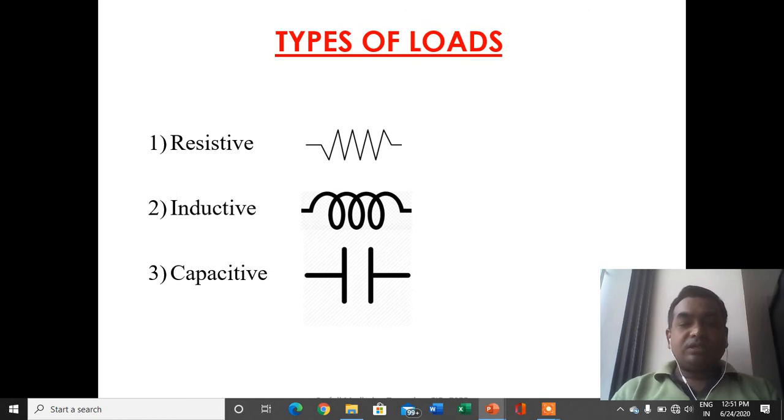Electrical loads are classified into three basic types: resistive load, inductive load and capacitive load. Resistive load consumes active power, whereas inductive and capacitive loads consume reactive power. Both active and reactive power contribute to the total apparent power consumed by the electrical loads.